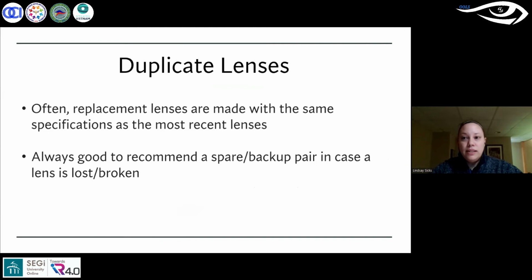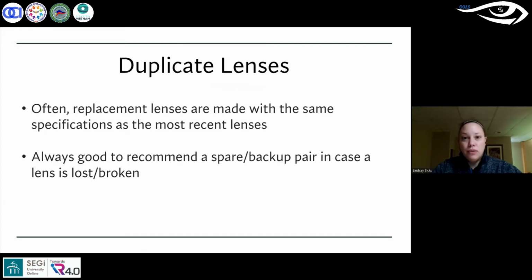So it's always a good idea for your patient to have a duplicate pair of lenses. And so with that, they have their current pair that they're wearing, but they also have a backup pair. And that's kind of twofold. We want them to have not only a spare lens if they lose or break one. If they come to your office and say, I broke one, it might take a week or 2 to get a new lens to the patient.